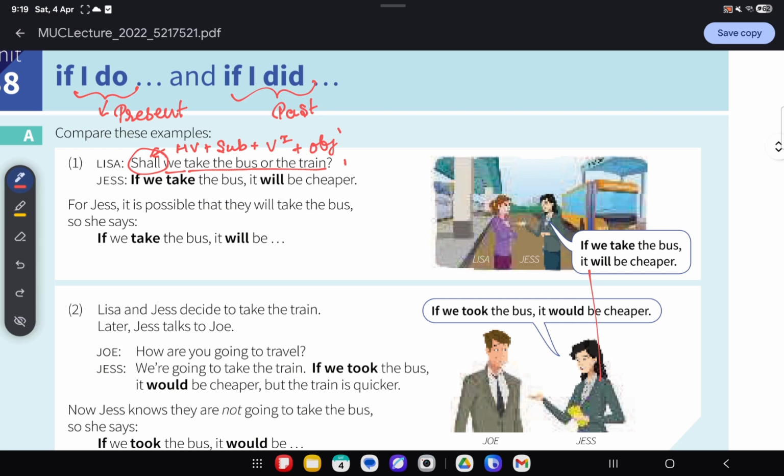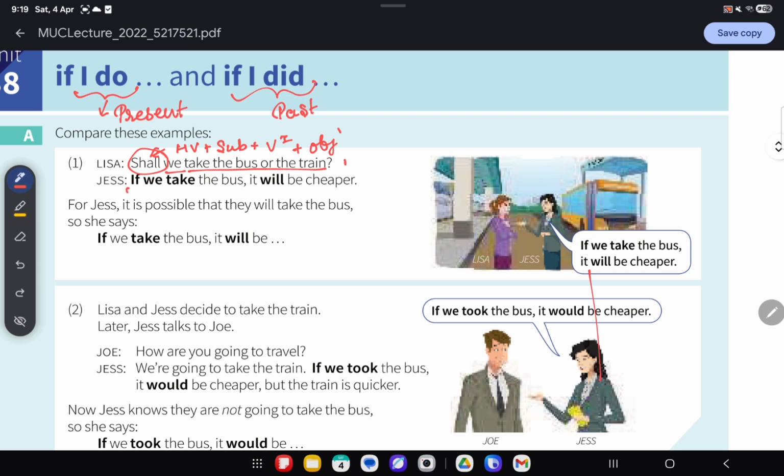If we take the bus, it will be cheaper. If we take the bus, so we talk about the future, and in that one friend whose name is Lisa asked Jess, shall we take the bus or the train to go anywhere? So Jess says, if we take the bus it will be cheaper.